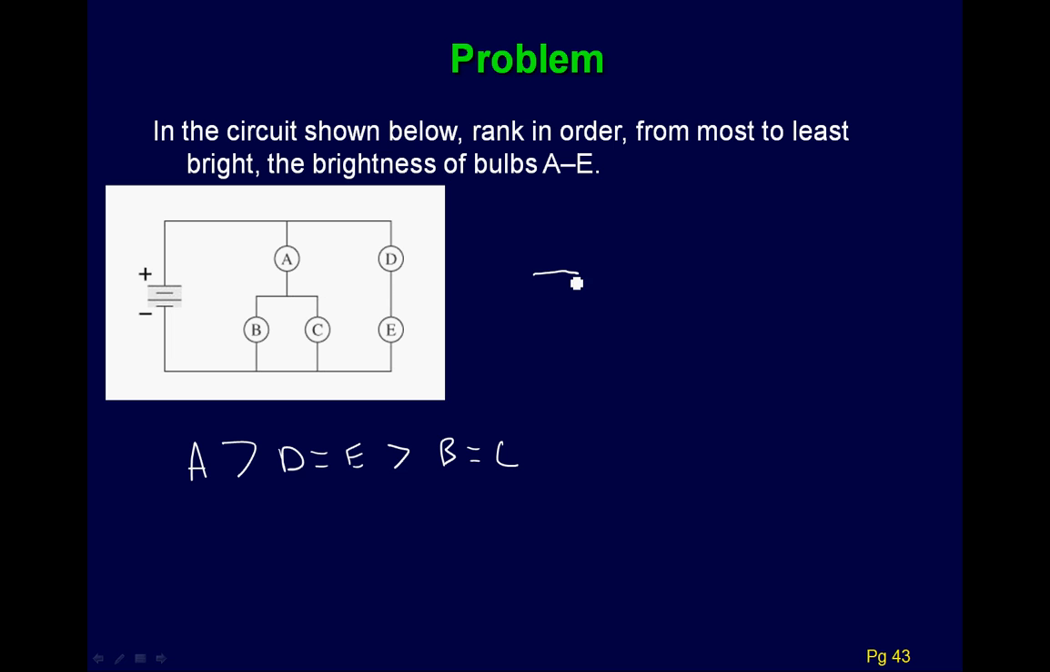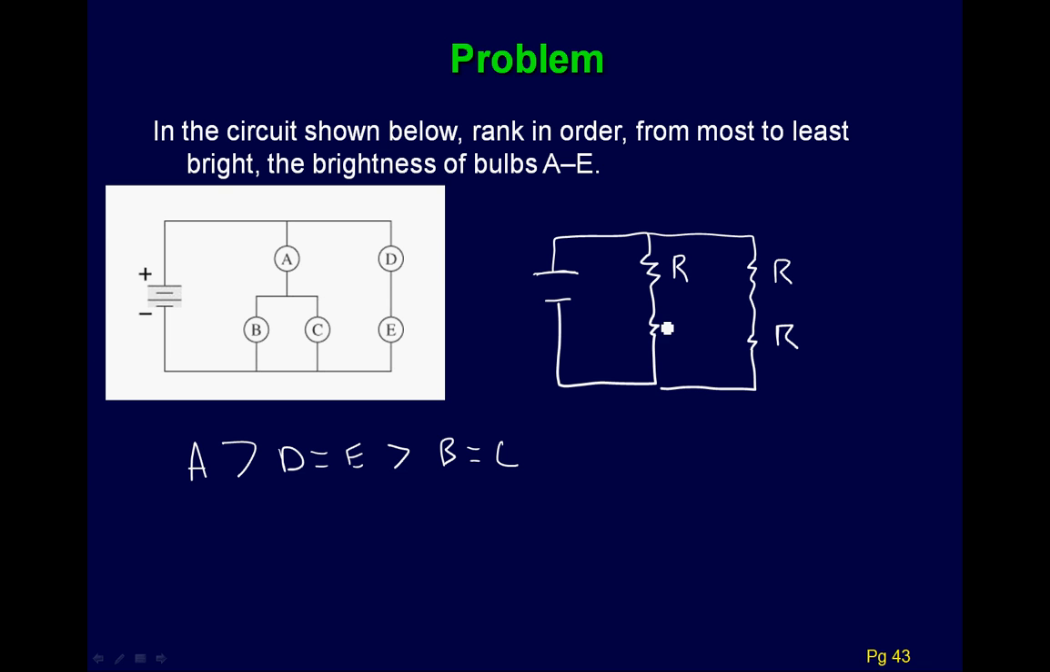And so if we were to draw this circuit over again, it'll be something kind of like this. I'm going to draw these as resistors. Resistor A, they all have identical resistance, so that's R. And these two here would be R and R. Now I can combine B and C. They're in parallel, and so two resistors of R in parallel have an equivalent resistance of R divided by 2.